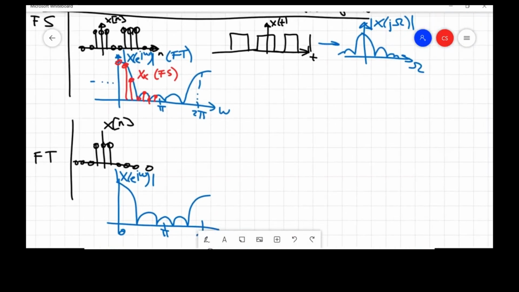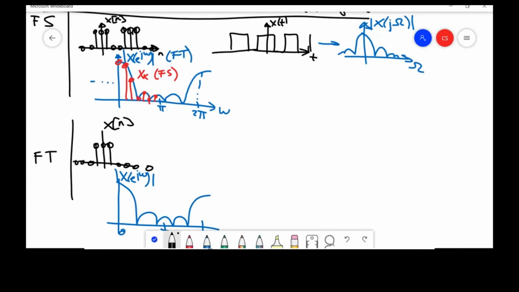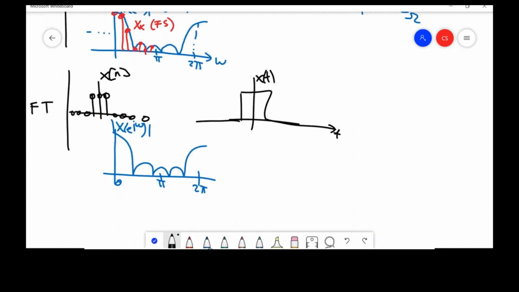So if you have a single signal, a single pulse, and it goes to zero all the time, then the Fourier transform is that one. So the Fourier transform is this one.